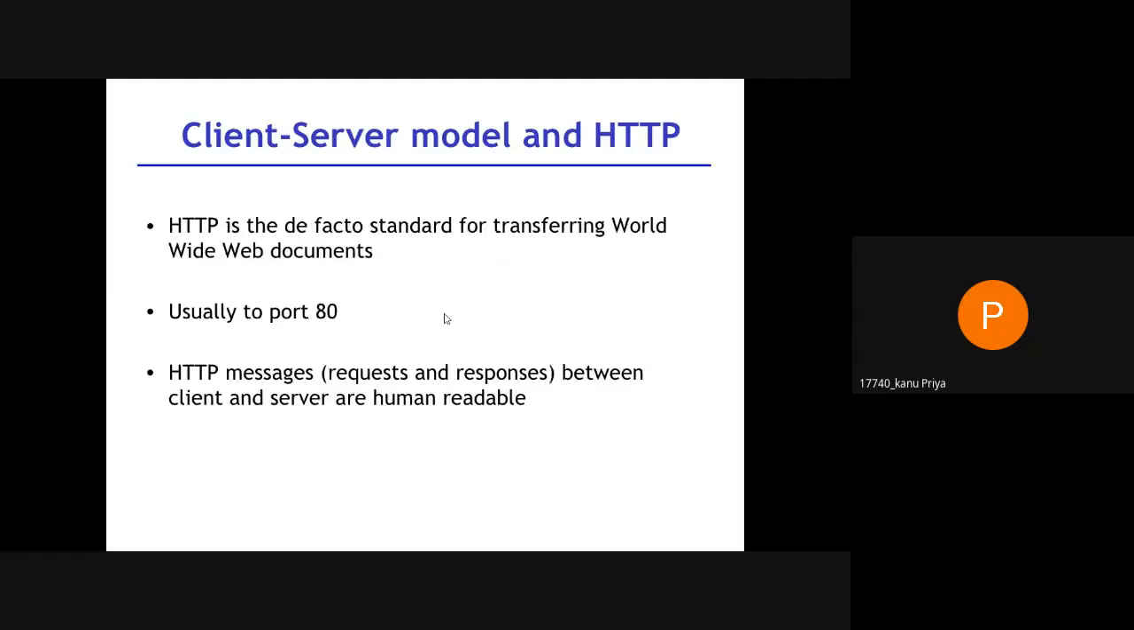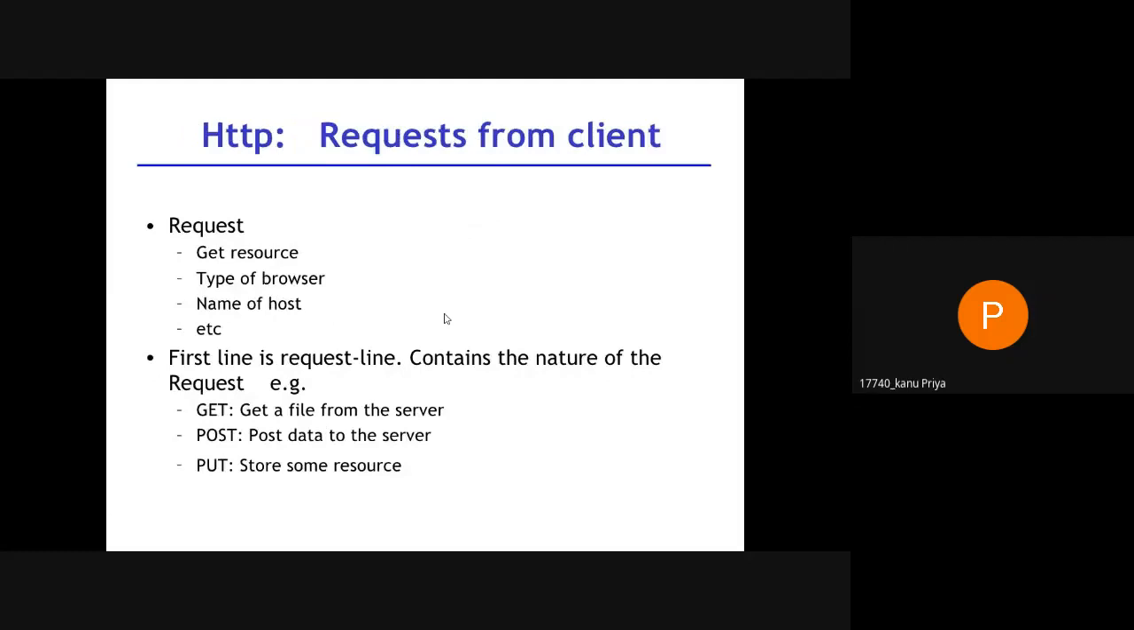HTTP is a de facto standard for transferring World Wide Web documents, usually on port 80. HTTP messages between client and server are human readable. A request contains the resource to get, type of browser, name of host, and so on. The first line is the request line. It contains the nature of the request. For example, GET means get a file from the server. POST means post data to the server. PUT means store some resource.